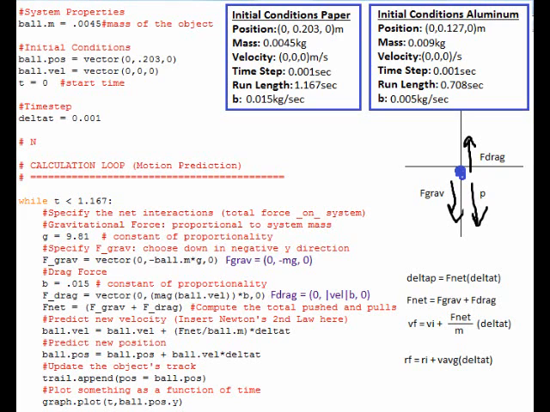The value for b for the paper was larger than the value of b for the aluminum. This makes sense because the paper took longer to reach the ground, meaning it had more drag than the aluminum. In the diagram, you can see that the drag force is oriented upward along the y-axis because it is opposite the motion of the object.